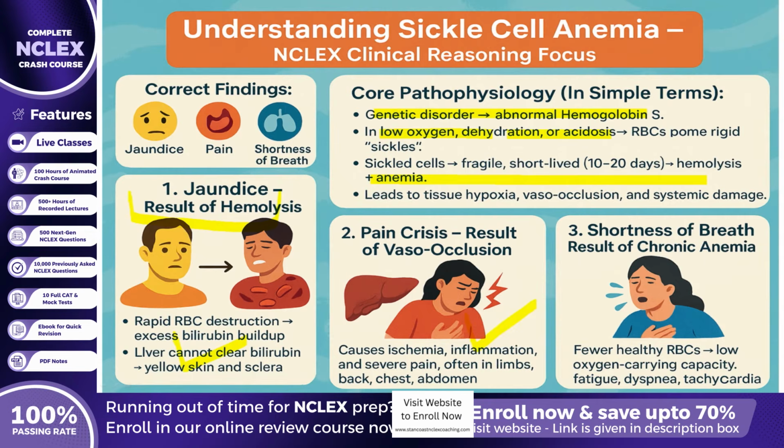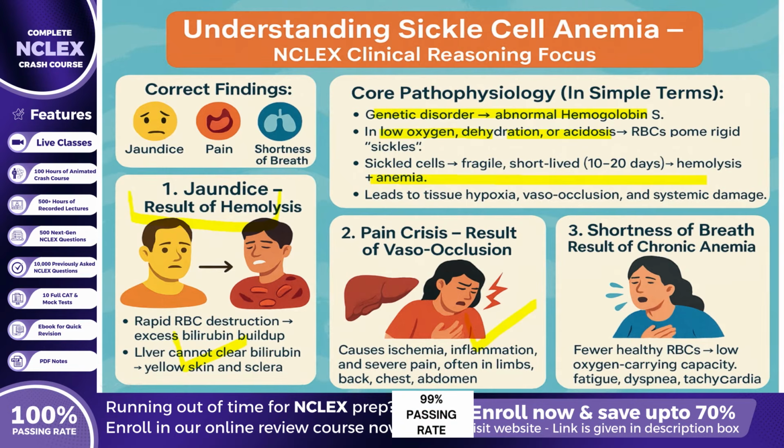Next, Option 6, shortness of breath, is another key manifestation. Because the sickled red blood cells carry less oxygen and die prematurely, the body experiences chronic anemia and tissue hypoxia. The reduced oxygen carrying capacity forces the heart and lungs to work harder, leading to symptoms such as dyspnea, fatigue, and tachypnea. This reflects a systemic compensatory mechanism in response to chronic low oxygen delivery to tissues.